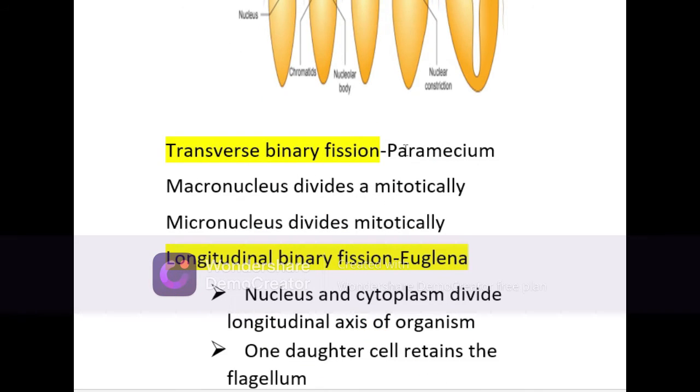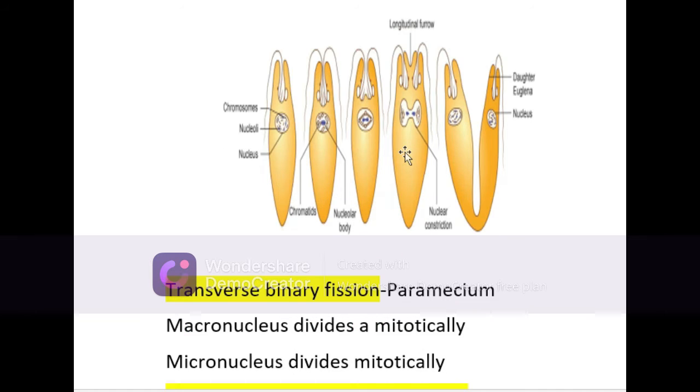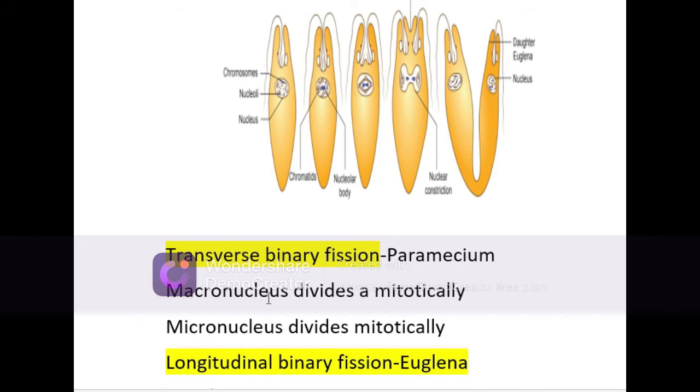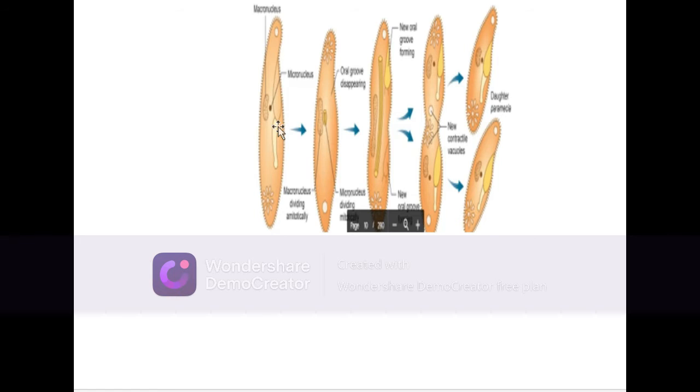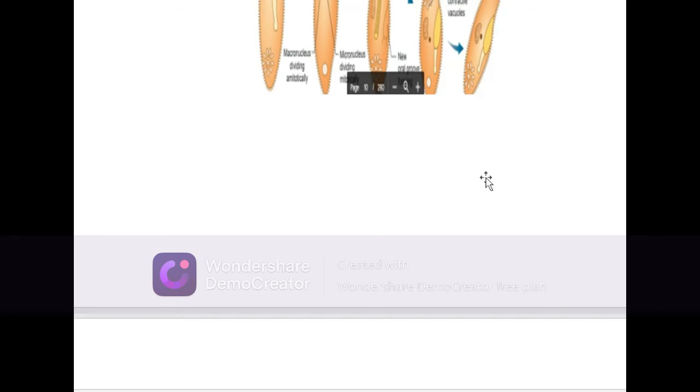Transverse binary fission example is paramecium. In paramecium, 2 aspects you should keep in mind: macronucleus divides amitotically and micronucleus divides mitotically. If you see the picture, it is seen clearly. In this paramecium, macronucleus and micronucleus are drawn. Macronucleus here is dividing amitotically and micronucleus is also getting divided mitotically. After constriction taking place in the middle, 2 daughter parameciums are formed.